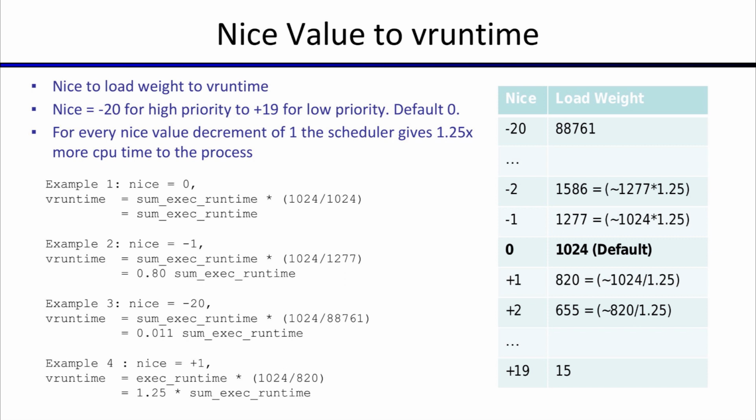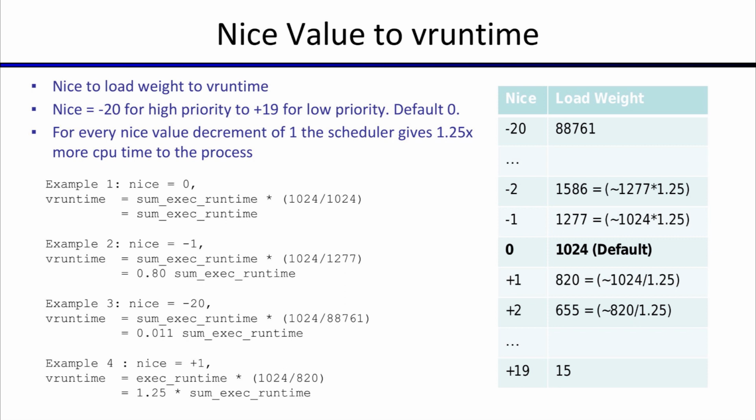Now, when we look at the nice value, how does nice value convert to CPU execution time, and whether you will get more or less? So let's look at this in a little bit more detail. So the nice to load weight is the first level of translation that is done because the V runtime is not directly calculated using nice. And then the load weight is then converted to the V runtime in a second step. So if the nice is -20, we said it is the highest priority process in normal processes. And a +19 is the lowest priority with a default of 0.